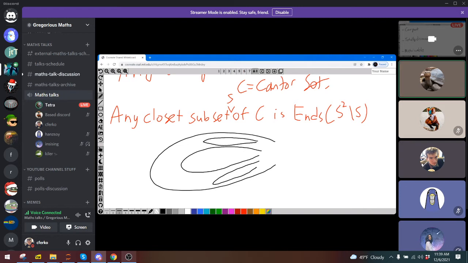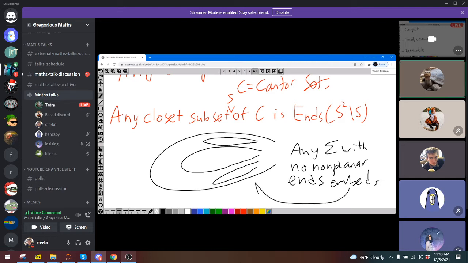I guess I'll write that. Any surface with no non-planar ends, planar ends, embeds into that. Okay. Any questions on this? Oh, okay.